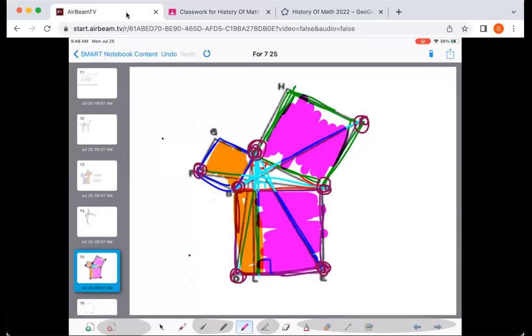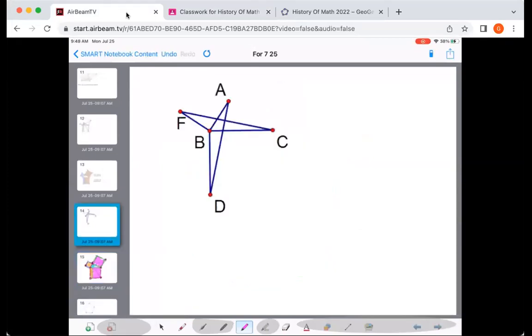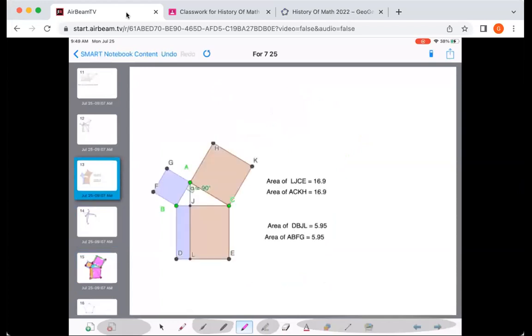So let's dive into what we need to know to be able to follow this very famous proof.